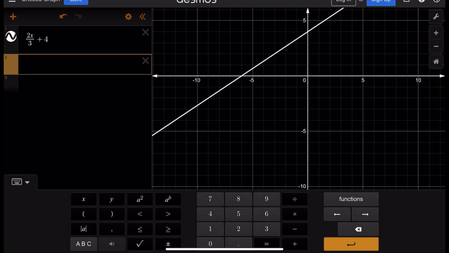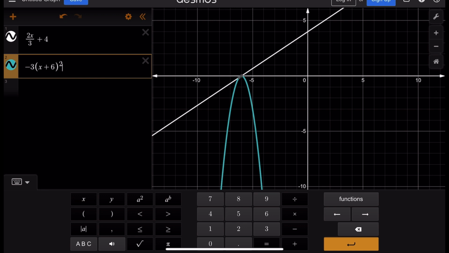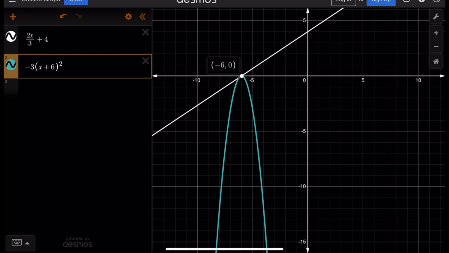The second one is minus 3x plus 6, everything squared. Okay, good. So this is the graph that we have. To find the solution for this, you can touch your touching point and you will see the solution is minus 6, 0. Good. So this is A.